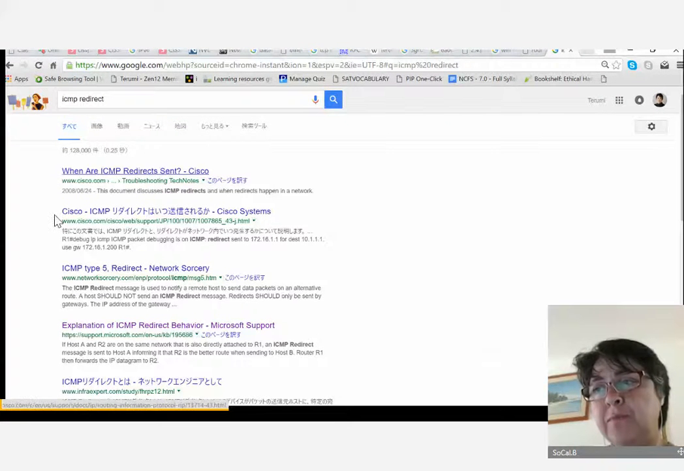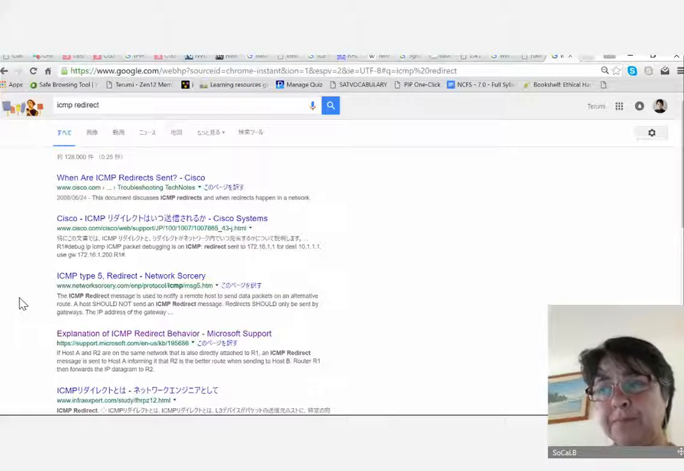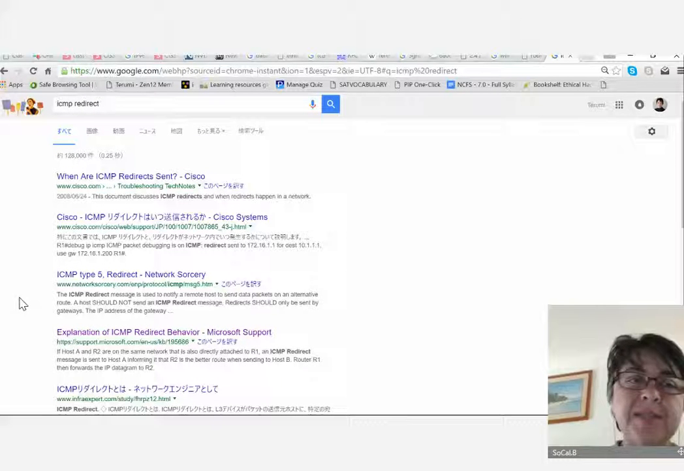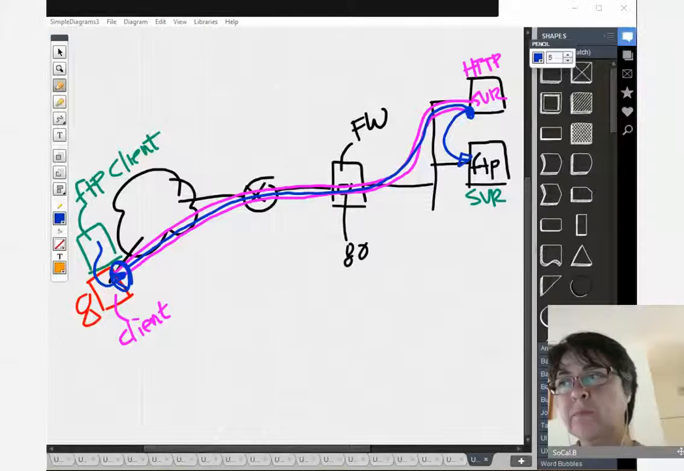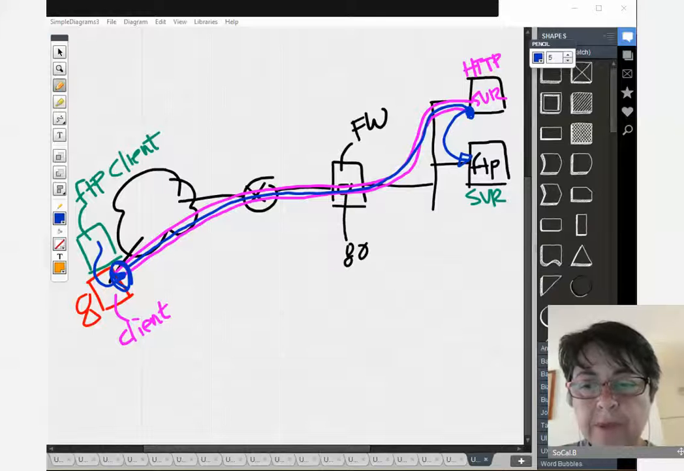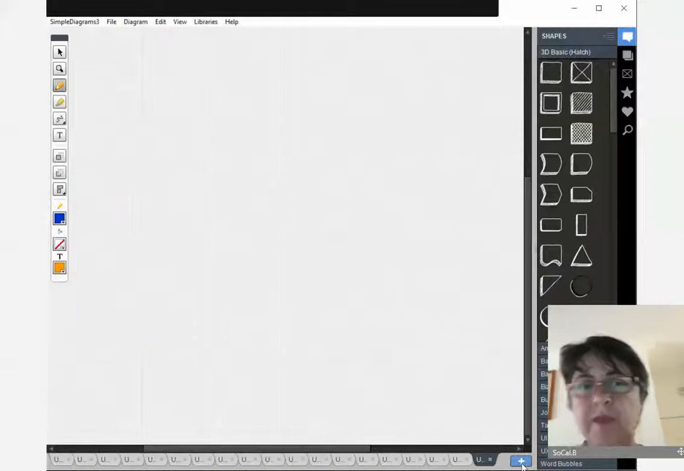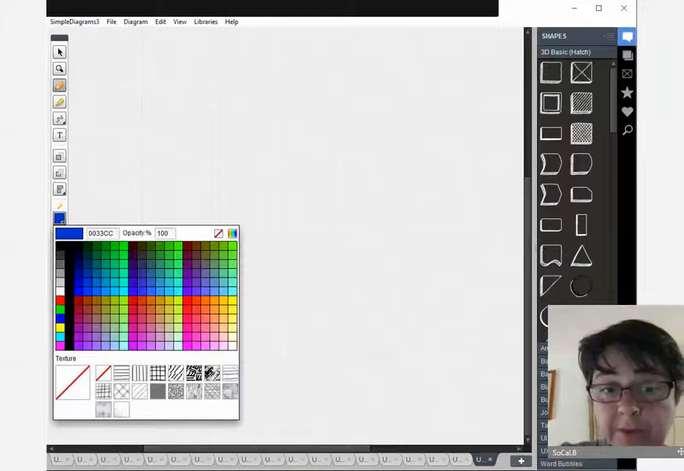Okay. So the ICMP redirect happens. Let me just go ahead and go into the whiteboard for a moment. So what happens here is we're talking about redundancies. And I think we talked about the single points of failure in the design.